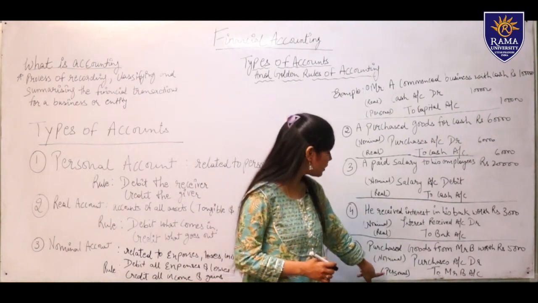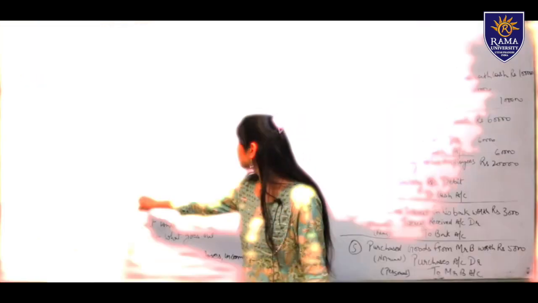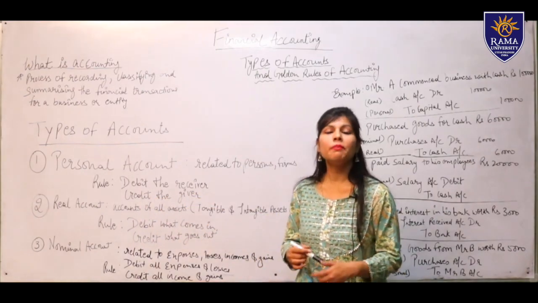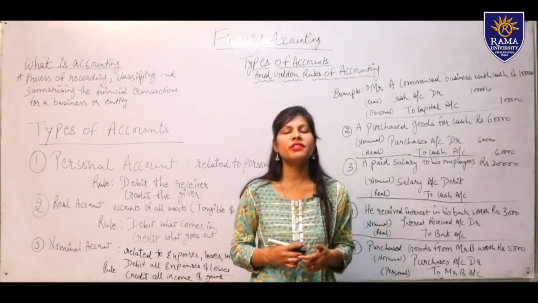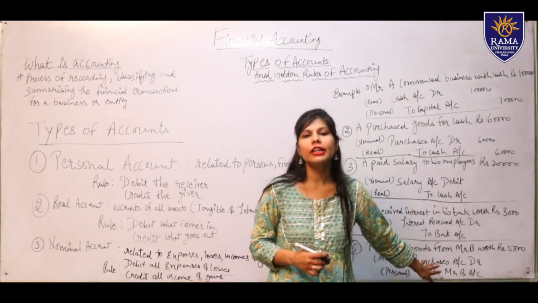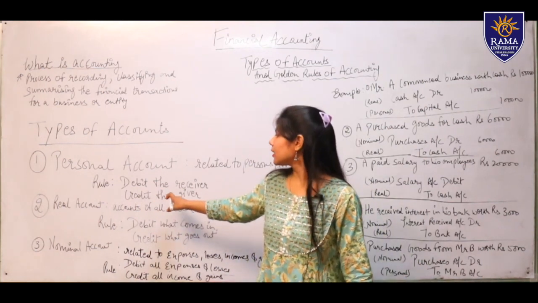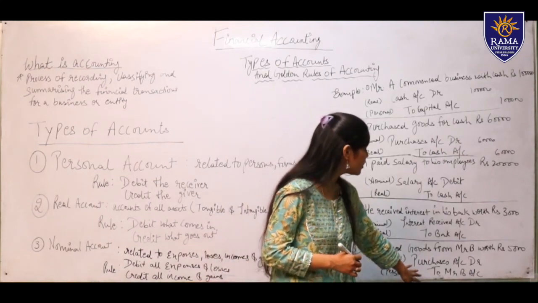Mr. B is our personal account, and for personal accounts we have seen the rule: credit the giver. So Mr. B is giving the goods to Mr. A, and we will credit Mr. B because he is the giver. In a personal account, the rule is credit the giver, and that is why we are crediting Mr. B over here.